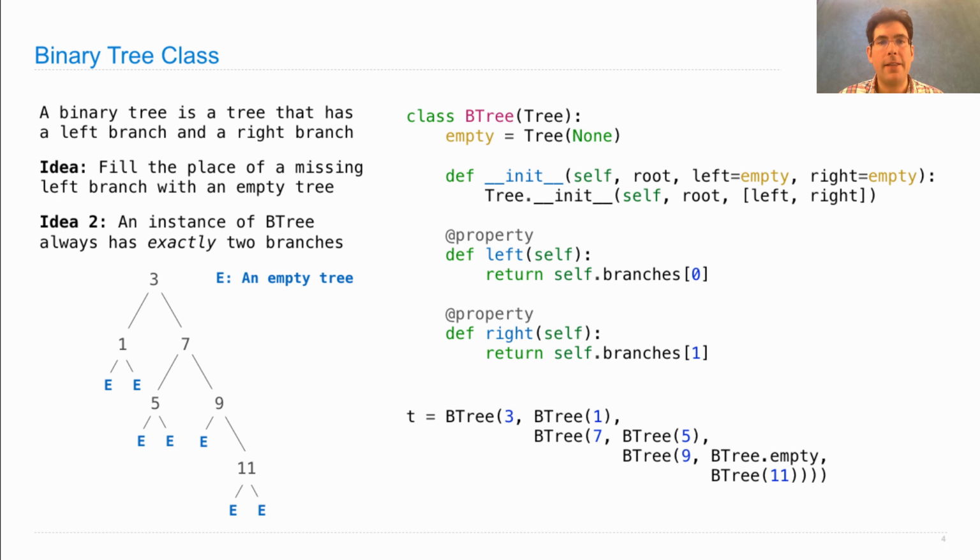Constructing a BTree looks a lot like constructing a regular tree, except for that you don't need to build lists of branches. There's always a left one and a right one. By default, the left and right are empty. So if we want to create a leaf, we just write BTree(1). Here, we're constructing a subtree rooted at 7 with left branch 5, and the right branch is 9. It has both a left and a right branch, where the left one's empty and the right one's 11. Now, the only case where we need to explicitly write down BTree.empty is when there's a right branch, but an empty left branch.